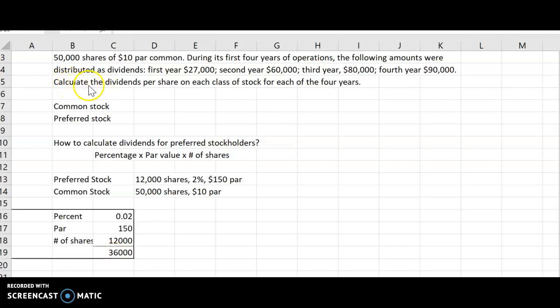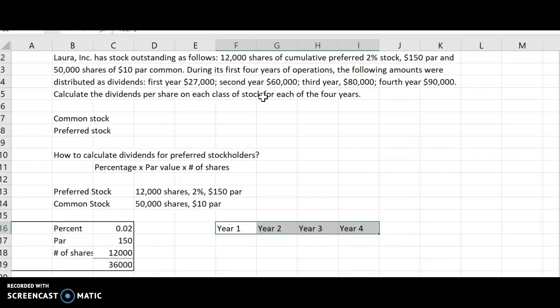Okay, so this problem is asking us to calculate the dividends per share on each class of stock for each of the 4 years. Okay, so here are our years. We have year 1, year 2, year 3, and year 4. And if you look up here, it's going to tell you how many dividends were paid each year. Okay, so for year 1 it says 27,000, year 2 is 60,000, year 3 is 80,000, and year 4 is 90,000. Okay, so it's asking us to calculate the dividends for each class of stock. So this is the total dividends, but the question is who got them.